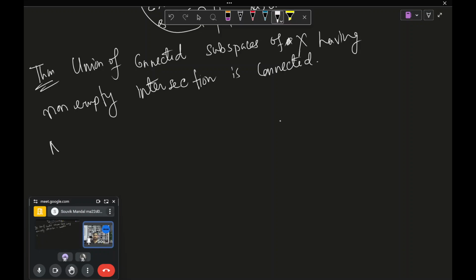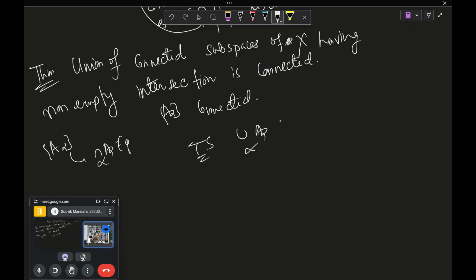So this means what? Suppose we have A alpha, and the intersection of A alpha is non-empty, and suppose each A alpha is connected. Then we need to show that the union of A alpha is also connected. This is what we mean. Okay.